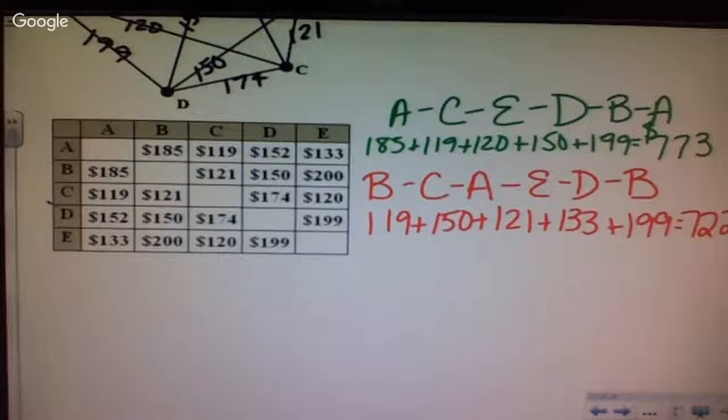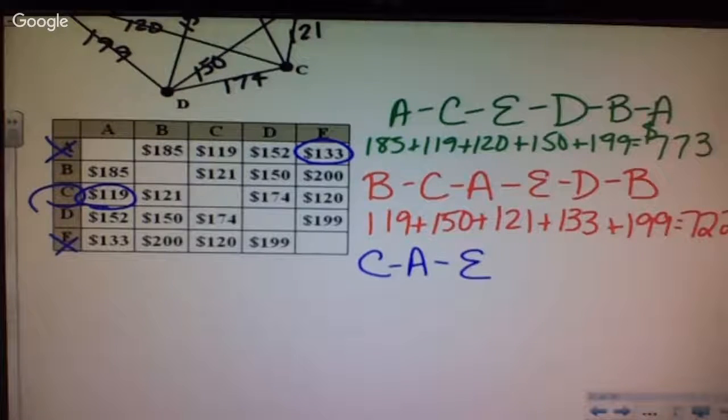This time I'm starting at C. Who's my nearest neighbor from C? A. Oh, shoot. I didn't see that. Okay, so we've gone to A. You said E is next. Okay, so E is next.